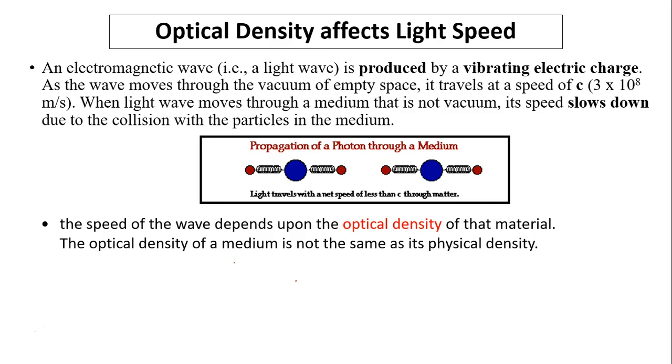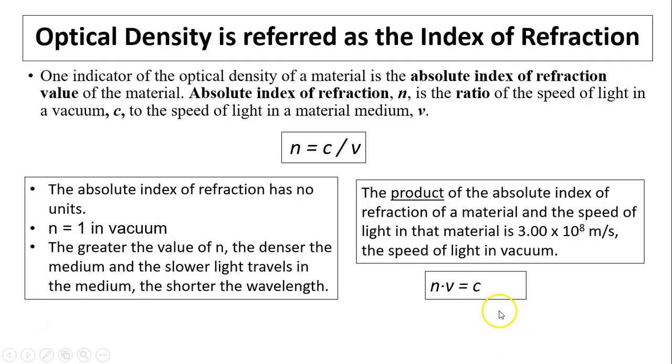The optical density of the medium is not the same as physical density. One indicator of the optical density of a material is the absolute index of refraction value of the material. These values are also listed in your reference table. The absolute index of refraction, n, is the ratio of the speed of light in a vacuum to the speed of light in that material. So n equals c over v.